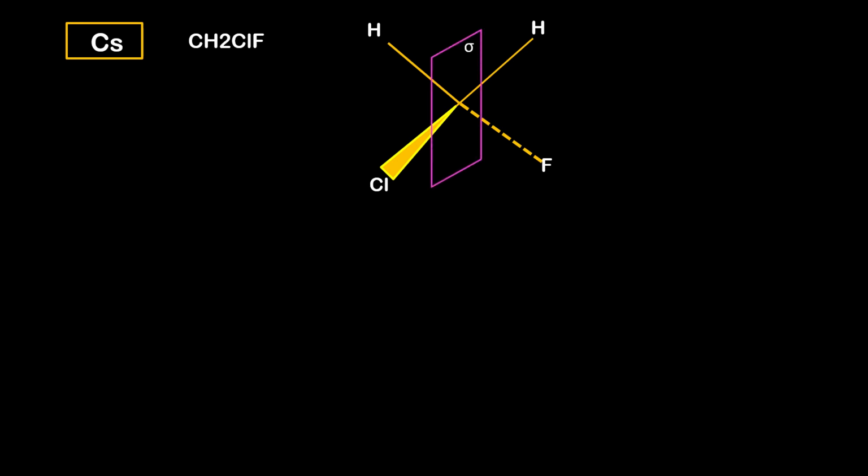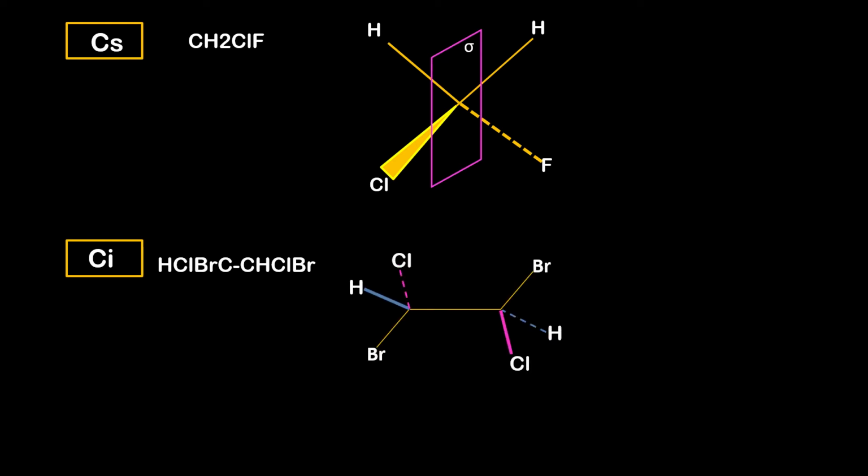Second, that is Cs, in which there should be one sigma and E. The example of chlorofluoromethane. In this molecule, we can see that these two hydrogens are bisected by this sigma plane. So the point group is Cs. Next, Ci. Let's take an example of staggered bromochloromethane. This is the structure of the molecule in which there is one center of symmetry i present. So the point group will be Ci.